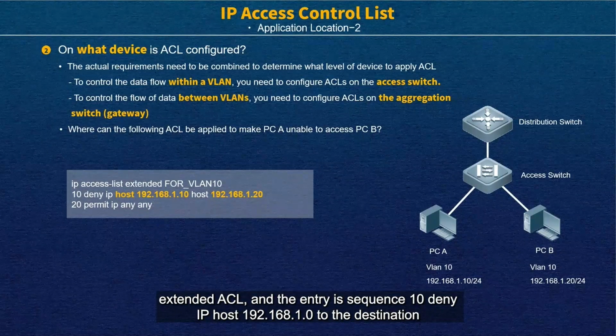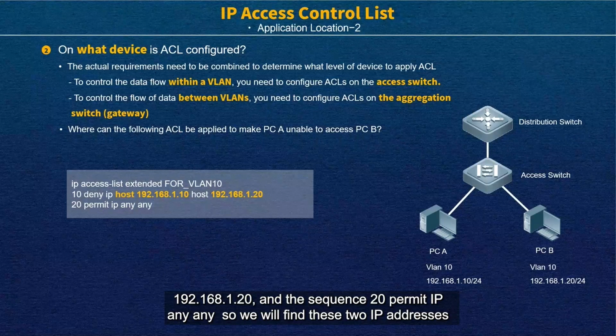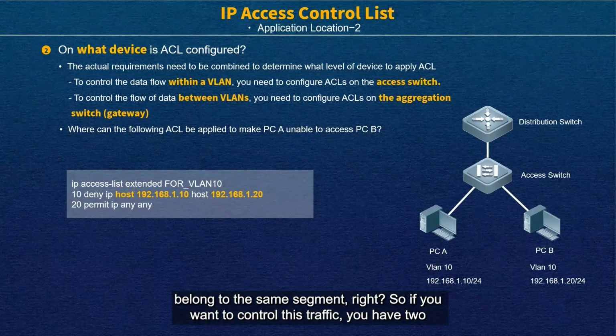And the entry is sequence 10, deny IP host 192.168.1.0 to the destination 192.168.1.20, and sequence 20 permit IP any. So we will find these two IP addresses belong to the same segment, right?